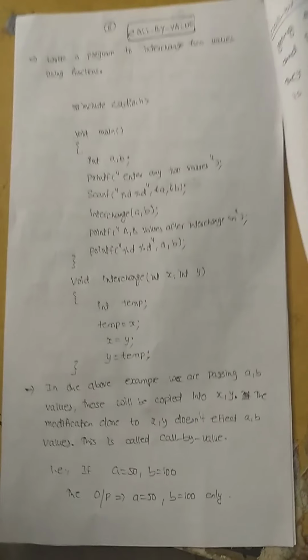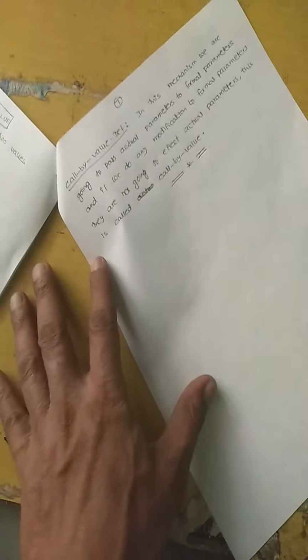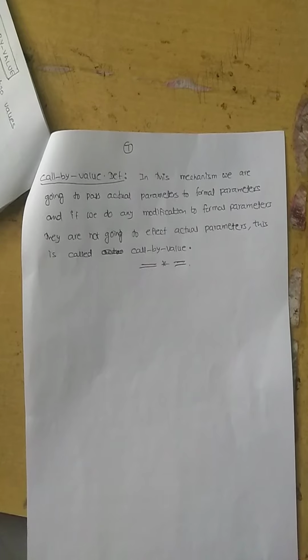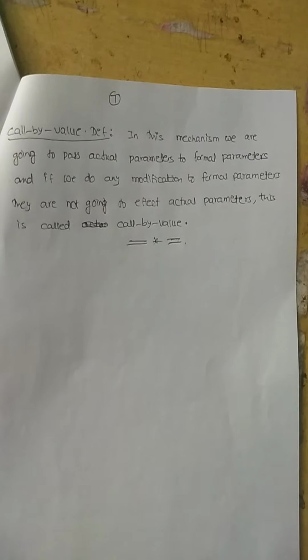So call by value is a mechanism in which we pass a copy of actual parameters to formal parameters, and if we do any modification to formal parameters, it is not going to affect the values of actual parameters. This is called call by value.